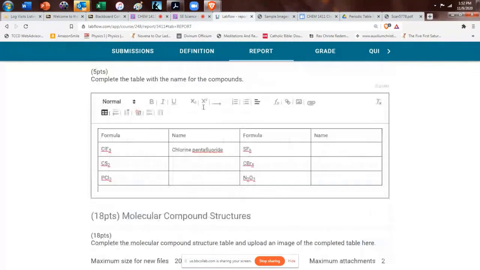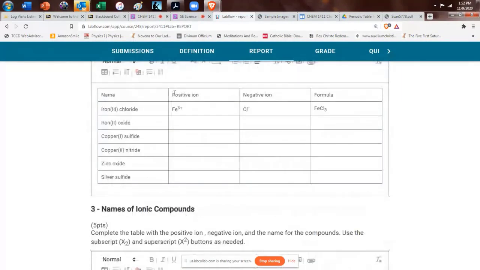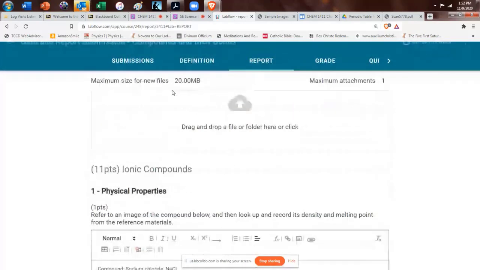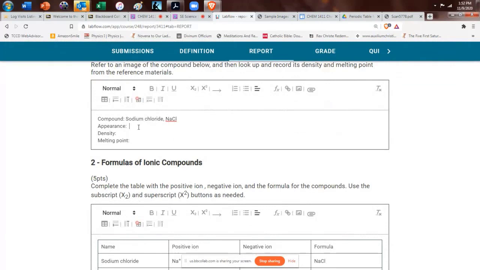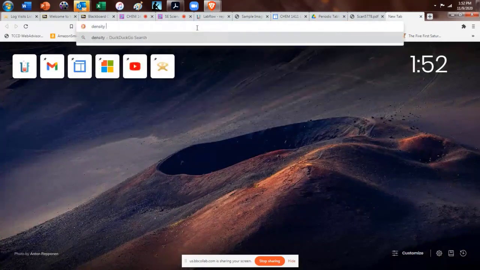So for sodium chloride, I could just say this is white crystals. The density, for that I'm going to have to look it up. So I can actually look it up and just say density of salt, density of NaCl.